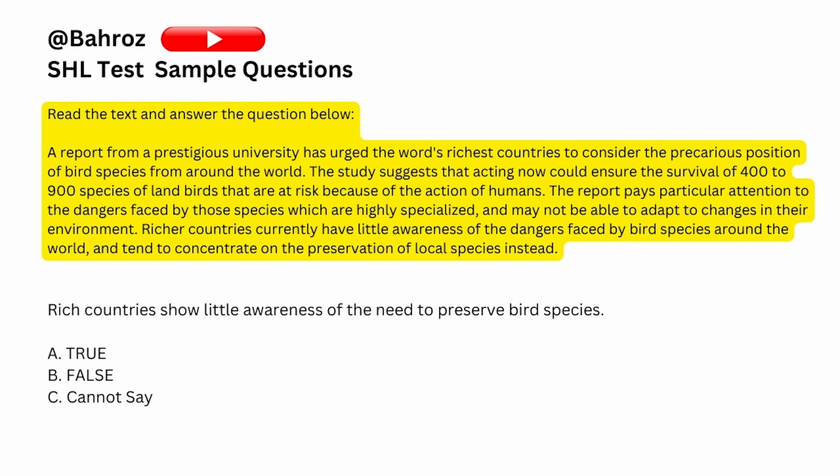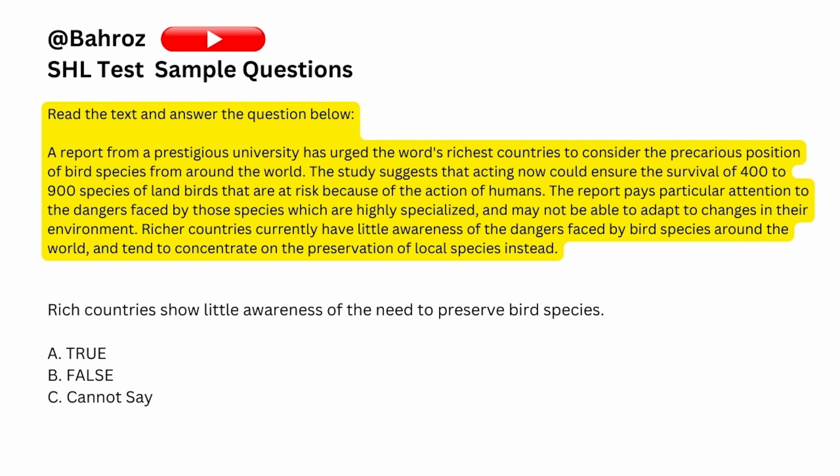Next question. A report from a prestigious university has urged the world's richest countries to consider the precarious position of bird species from around the world. The study suggests that acting now could ensure the survival of 400 to 900 species of land birds that are at risk because of the action of humans. The report pays particular attention to the dangers faced by those species which are highly specialized and may not be able to adapt to changes in their environment.